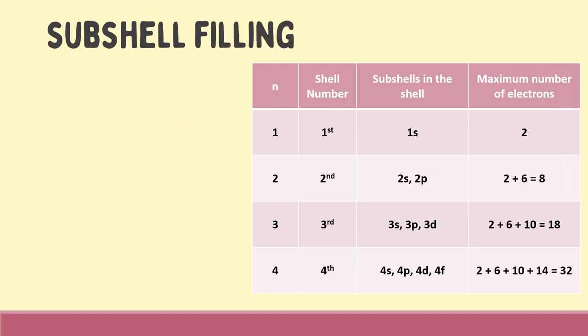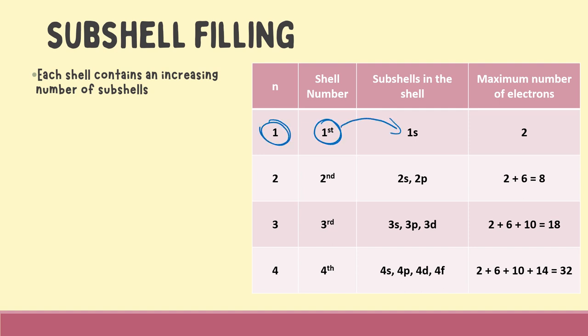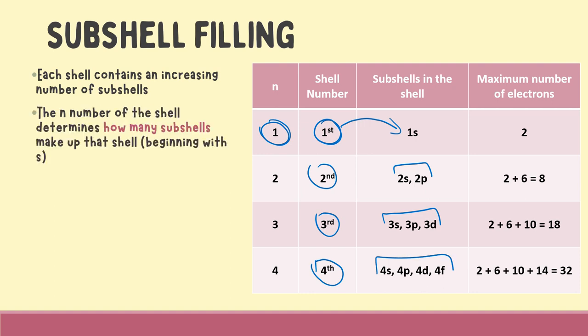So let's look at how many electrons can fit in each shell compared to the subshells inside it and how they relate to each other. Each shell contains an increasing number of subshells. The first shell only has 1 subshell, and the first subshell is always S. The second shell has 2 subshells, the third has 3, and the fourth has 4. And we always start with S. So the first shell has only an S subshell. The subshells are like the building blocks that make up the shell. Then the second shell has 2 subshells. We're going to start with an S again, and it also has a P subshell. Then the third shell has an S and a P and a D subshell. And the fourth has S, P, D, and F.